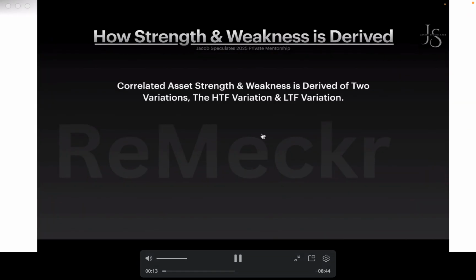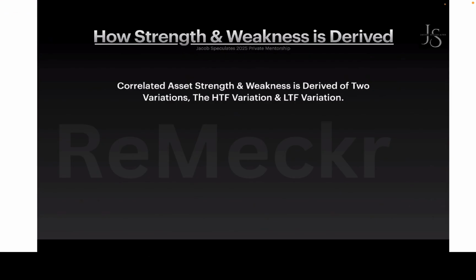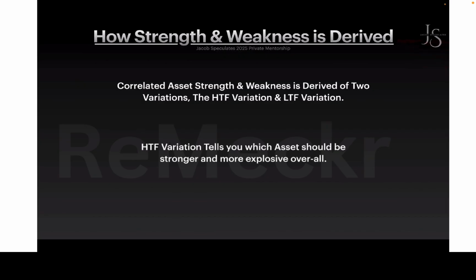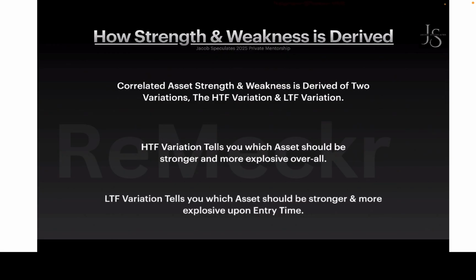Correlated asset strength and weakness is derived of two variations, the higher time frame variation and the lower time frame variation. The higher time frame variation tells you which asset should be stronger and more explosive overall, while the lower time frame variation tells you which asset should be stronger and more explosive upon entry time.